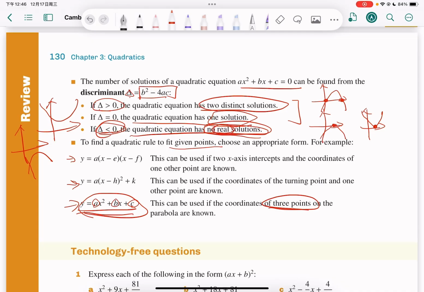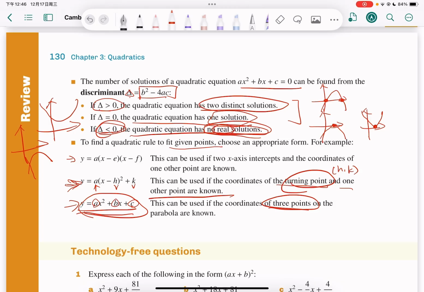And this form is the turning point form, which can be used if the coordinates of the turning point and one other point are known. So if we know the turning point, we know h and k. So we know these 2 variables. And if we know another point, then we should be able to get the value of a.